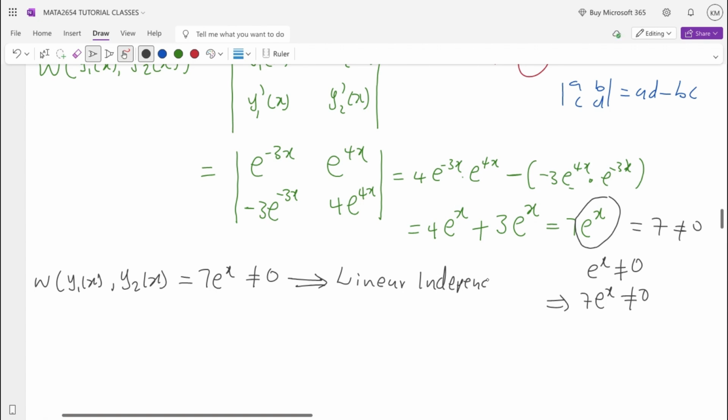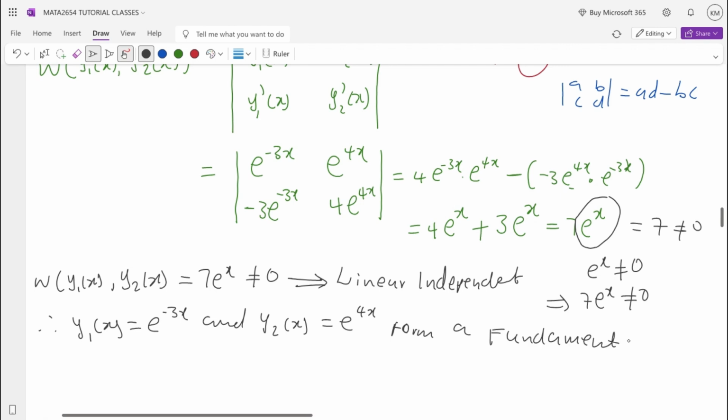Linear independent. Yeah. Then, if they are linear independent, what does it imply? Therefore, it implies y1 of x, which is equal to e to the minus 3x, and y2 of x, which is equal to e to the 4x, form a fundamental set of solution.